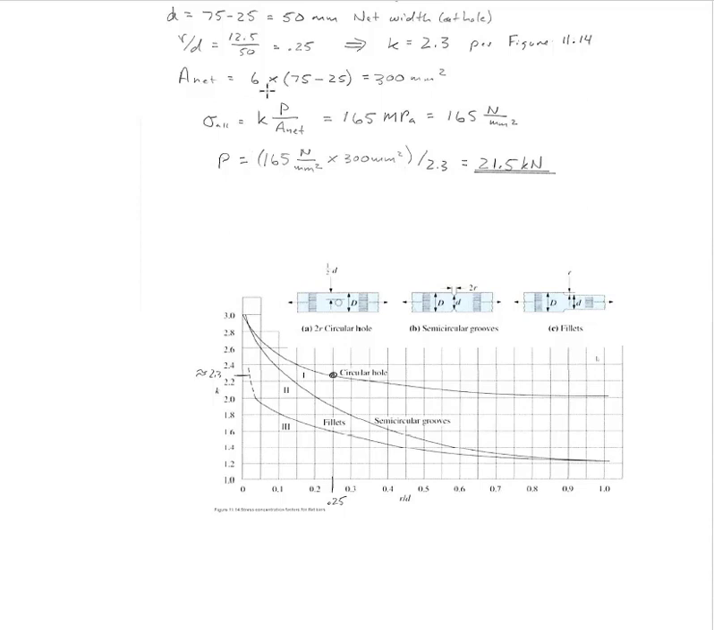The net area is going to be the net area of the bar minus the area of the hole, which would be the 6 millimeters wide times 75 minus the 25 millimeters for the diameter of the hole, and I get 300 millimeters square. The allowable stress, therefore, is 165 MPa, which equals this equation here, K times P over A net. The A net would be the area right here, like I'm saying. Okay, we solve that for P, and I get 21.5 kilonewtons. So that would be the allowable load based on the stress concentration factor.